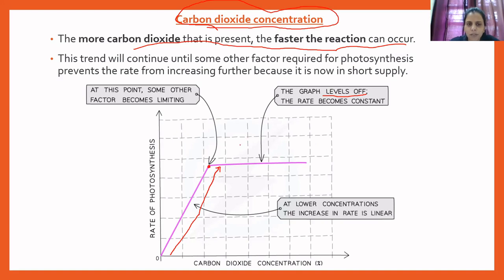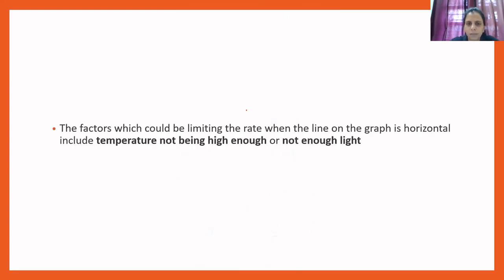Now, why does this happen? Because after this particular point, even if there is increase in the concentration of carbon dioxide, the other two factors, that is temperature and light intensity, are present in limited amount, okay? They are controlling the process of photosynthesis. Fine. So because of these two limiting factors, that is not enough light and temperature, the rate of photosynthesis cannot be increased further. So after this particular point, the rate of photosynthesis becomes constant or saturated and the graph levels off, okay.